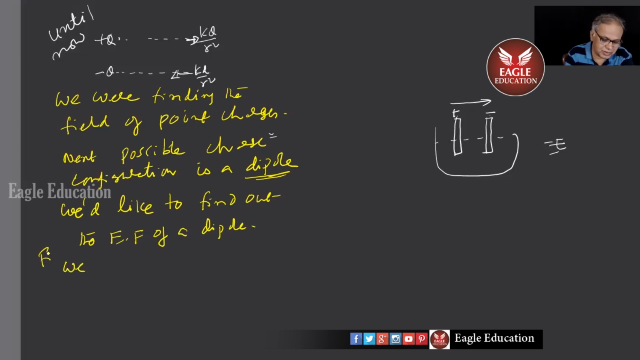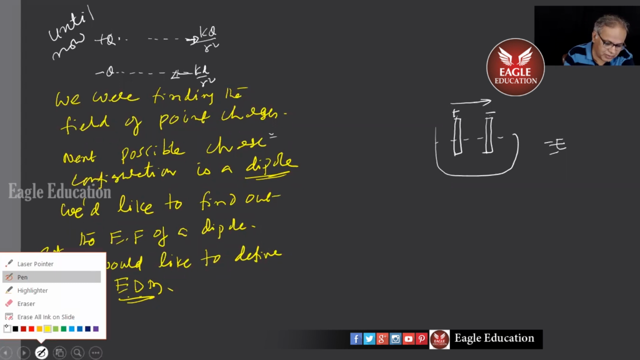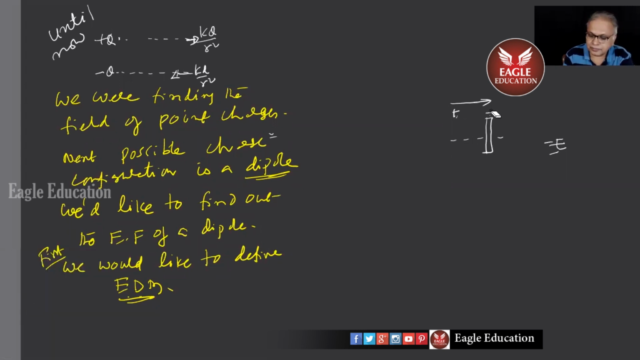First, we would like to define, you'll know why we are doing this as we go on, the electric dipole moment. EDM stands for electric dipole moment. How do you define that? For that, we need to understand the behavior of a dipole in a uniform electric field.